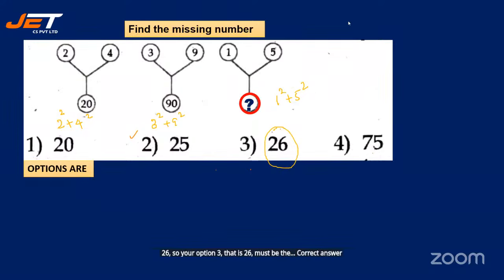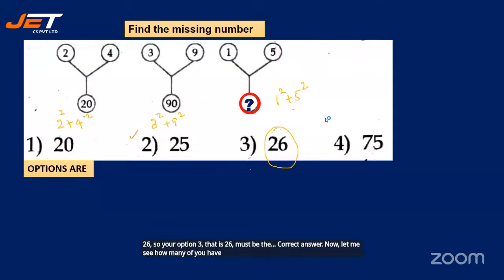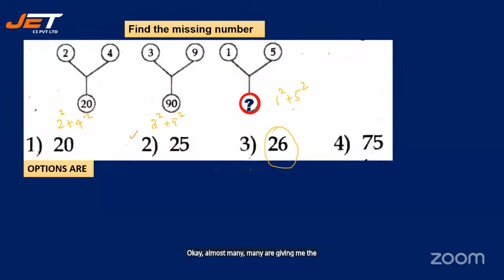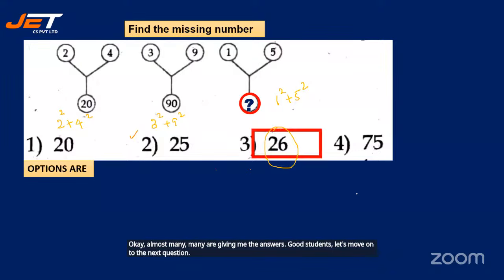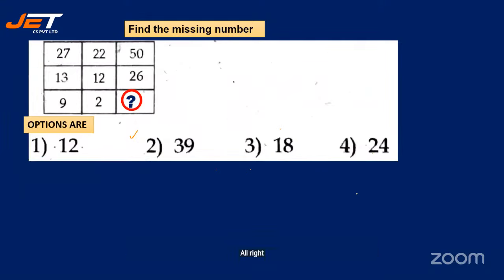Now let me see how many of you have given the correct answers. Okay, many are giving me the answers. Good students, let's move on to the next question. Now see the next question we have: 27, 22, 15, 13, 12, 26, 9, 2 dash.